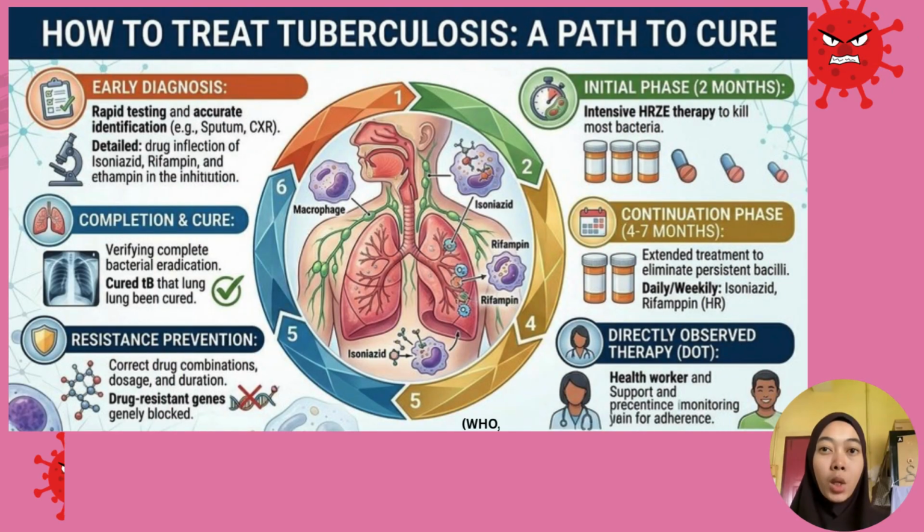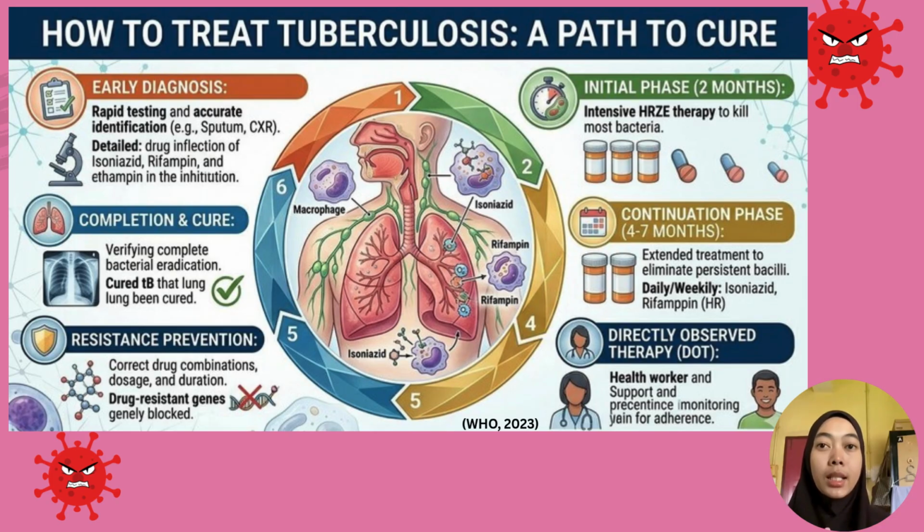Now, I will explain how tuberculosis or TB is treated and the steps involved in the path to cure. First is early diagnosis. Early diagnosis is very important to detect TB quickly and start treatment as soon as possible. Doctors usually perform tests such as sputum examination and chest X-ray, also known as CXR. Once TB is confirmed, anti-TB medications such as isoniazid and rifampin are started to control the infection.